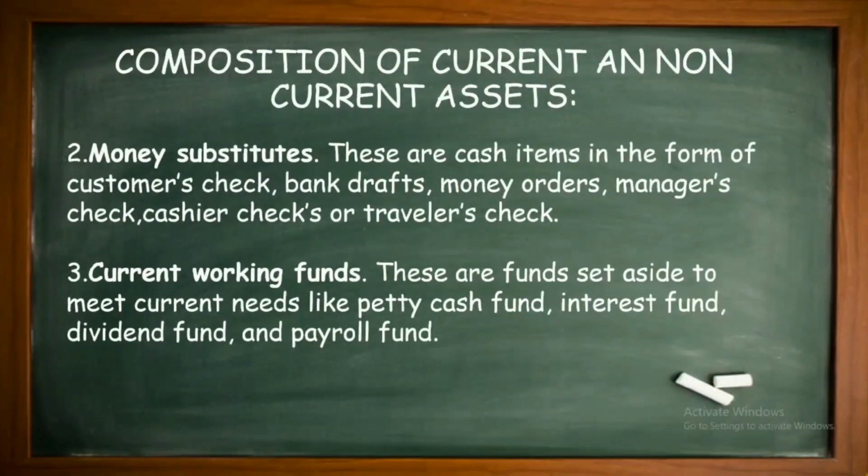Number 2, money substitute. These are cash items in form of customer checks, bank draft, money orders, manager's check, cashier's checks, or traveler's checks.